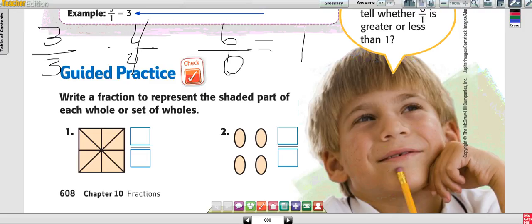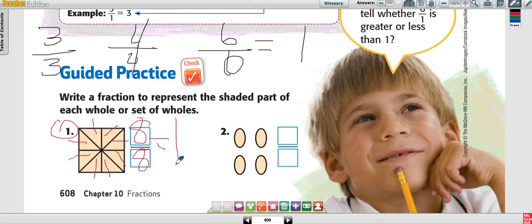So look at the example that they give you. It says write a fraction to represent a shaded part of each whole or set. Here, number 1, those are sets. Okay. How many parts do I have total on number 1? 8. Let's see, 1, 2, 3, 4, 5, 6, 7, 8. Okay. Now how many are shaded in? 8. So 8 over 8 is going to equal 1.